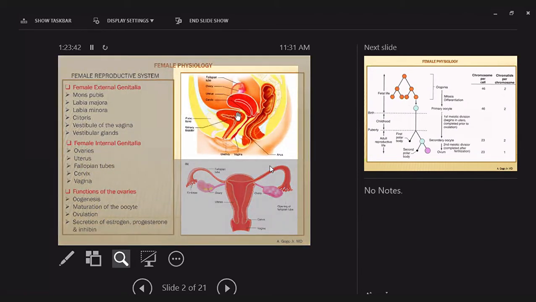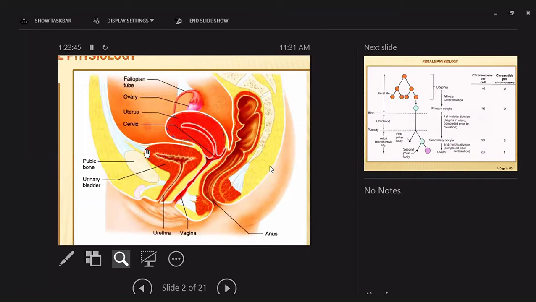Here is a review. This is your uterus. This is your urinary bladder in front. Behind that is your uterus, and the opening is the cervix. It opens to the vagina, the urethra, and the vaginal canal. This is your fallopian tube. This is your ovary. And this is your colon. Okay?